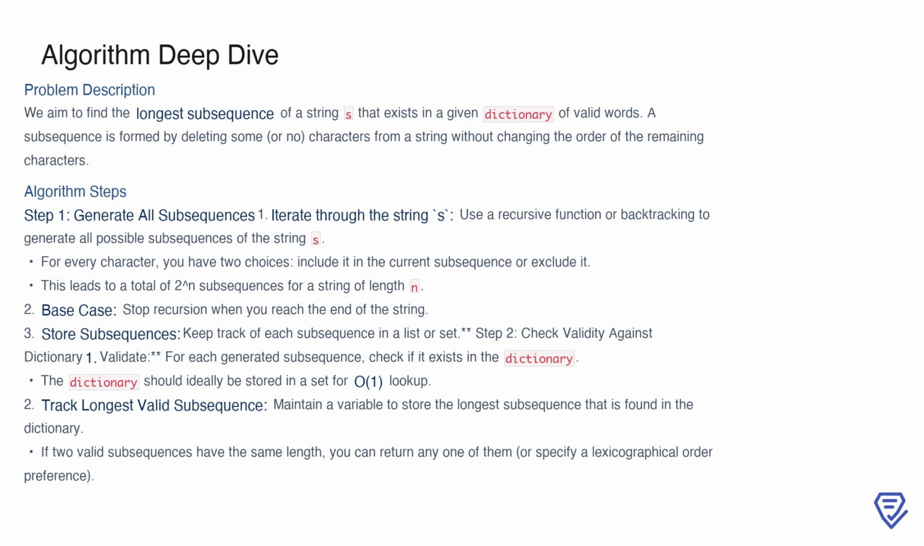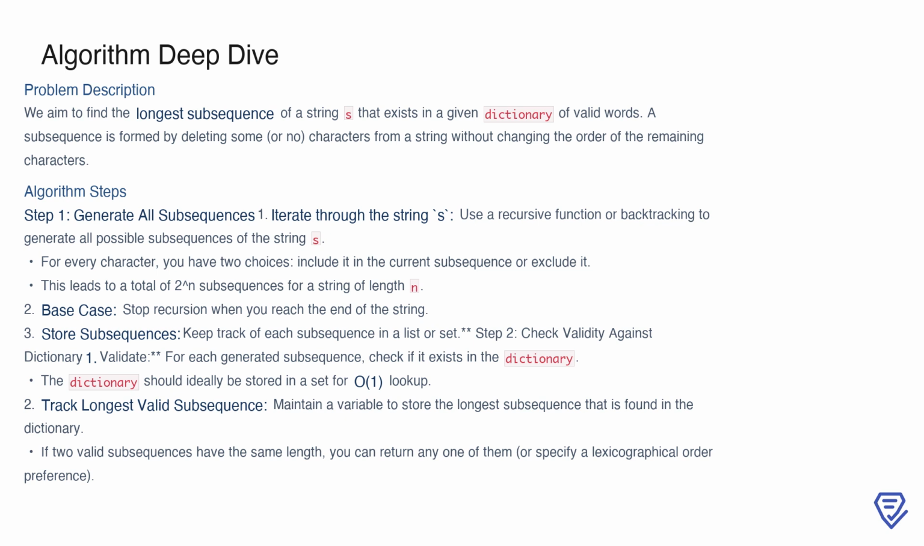To solve this, we start by generating all possible subsequences of the string s. This can be done using a recursive function or backtracking. At each character, we have two choices, either include it in the current subsequence or exclude it, leading to a total of 2 to the power of n subsequences for a string of length n.